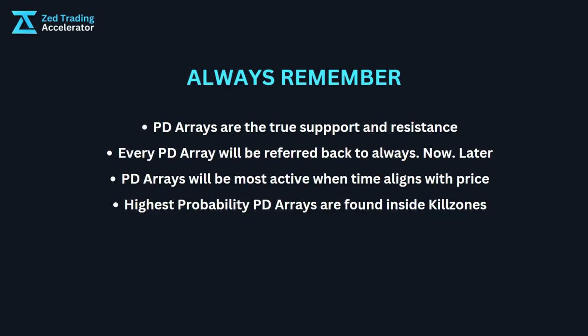Alright, so the fourth one, like I said: the highest probability PD arrays are found inside a kill zone. That is why we are only looking for trades inside a kill zone. The fair value gaps, the order blocks, breaker blocks, mitigation blocks, all those PD arrays are respected more beautifully inside kill zones, right? That is why it is much easier to identify setups inside a kill zone.